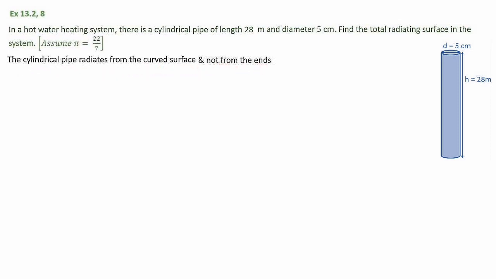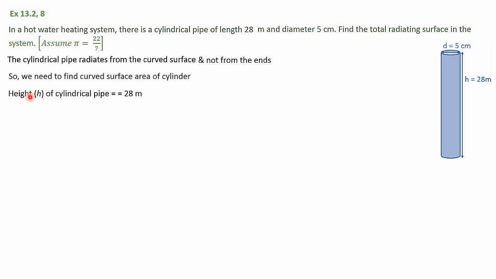When the water is passing through inside this cylindrical pipe, the radiation will come from the curved surface only. So the cylindrical pipe radiates from the curved surface and not from the ends. So here we need to find the curved surface area of the cylinder. For that, the diameter is there. From here we can calculate the radius. Height is there. So by using the curved surface area formula 2 pi RH, we can calculate the curved surface area.